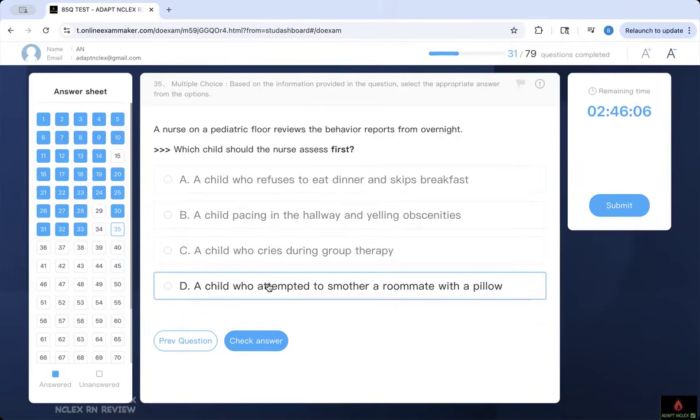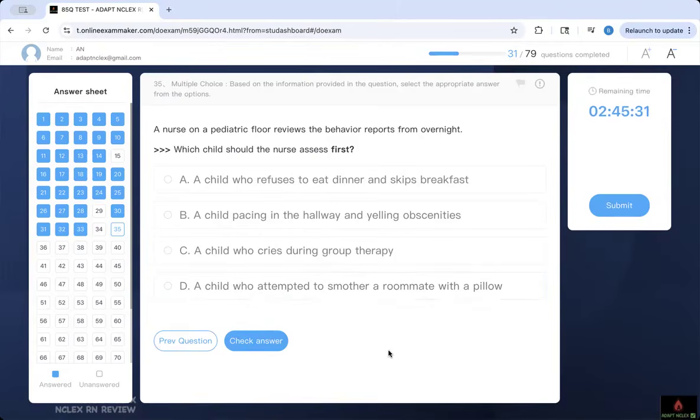Who would you see? A child who refuses to eat dinner and skipped breakfast? A child pacing in the hallway and yelling foul language? A child who cries during group therapy? And a child who attempted to smother a roommate with a pillow? Who do you think you should assess first? Think about it. These are psych prioritization.